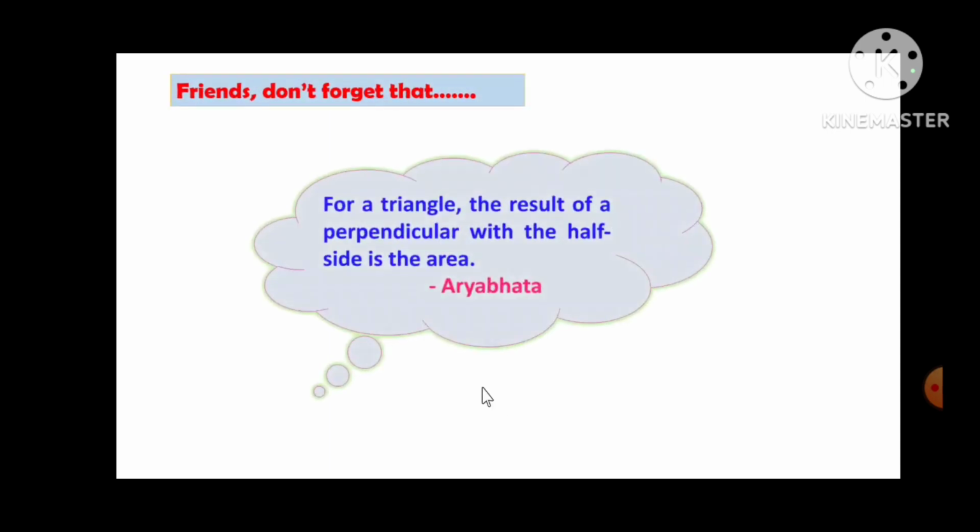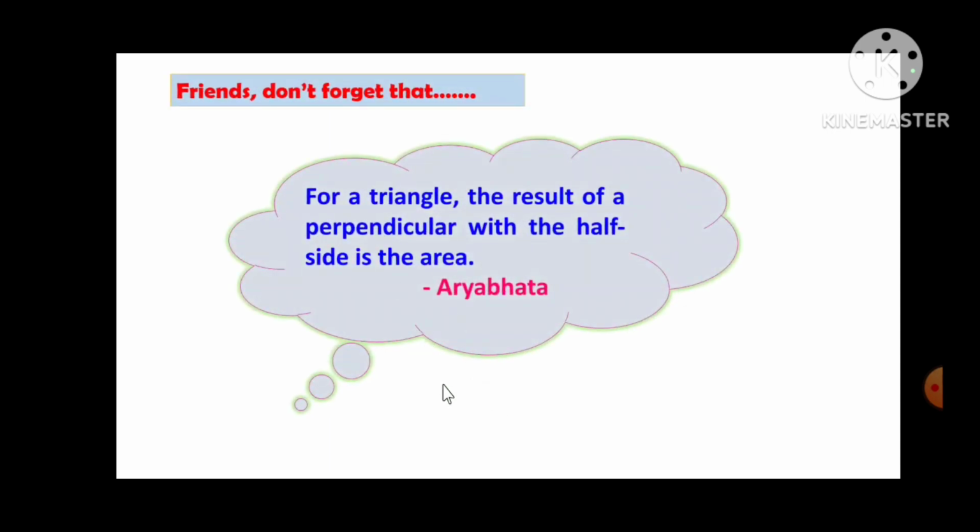So friends, try these problems. You should not forget the famous words of Aryabhatta. For a triangle, the result of a perpendicular with the half side is the area.